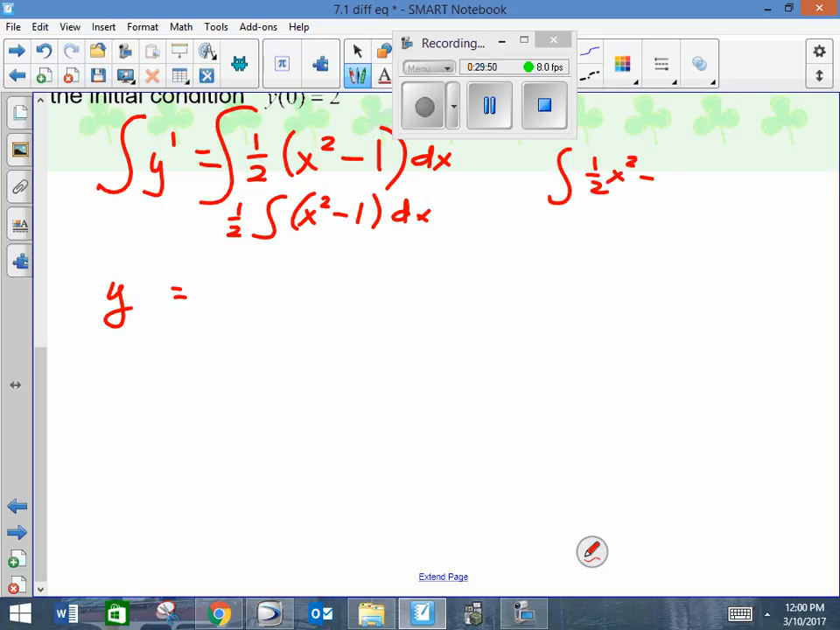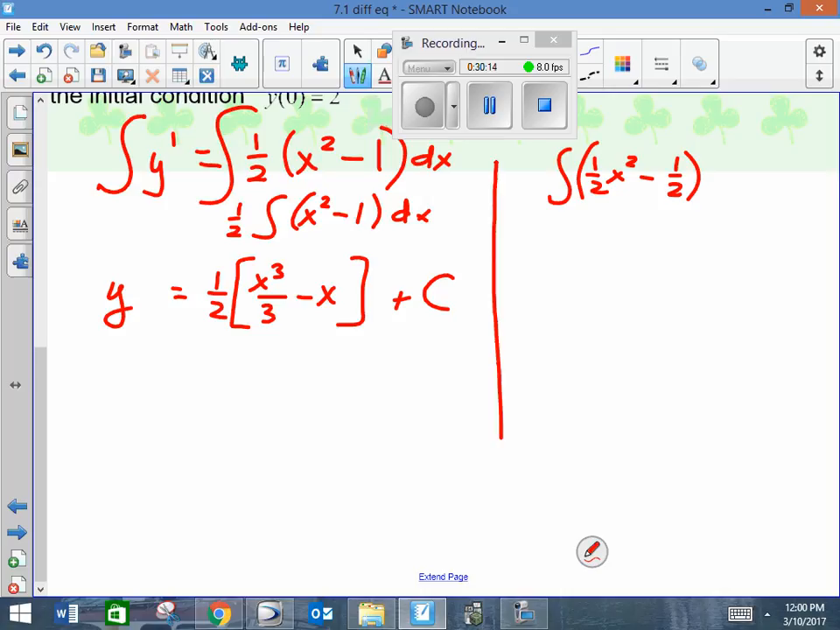Okay. What is the antiderivative of x squared minus 1? Those of you that pulled out the 1/2. Hannah? X to the third over 3 minus x, close bracket, plus c. Okay, and you can put the c in, but half the c is still a constant, so it's all good. And then I'll do it with the distributed here in a minute.